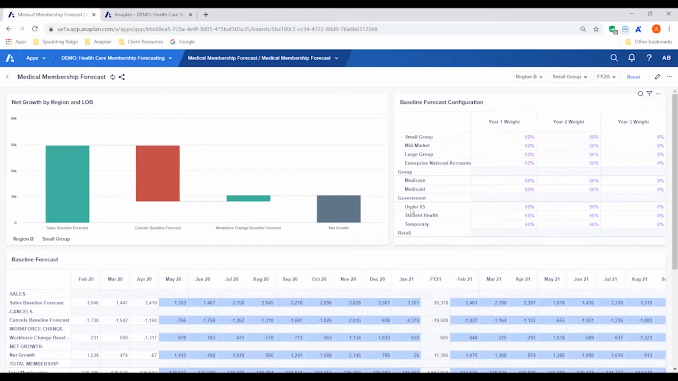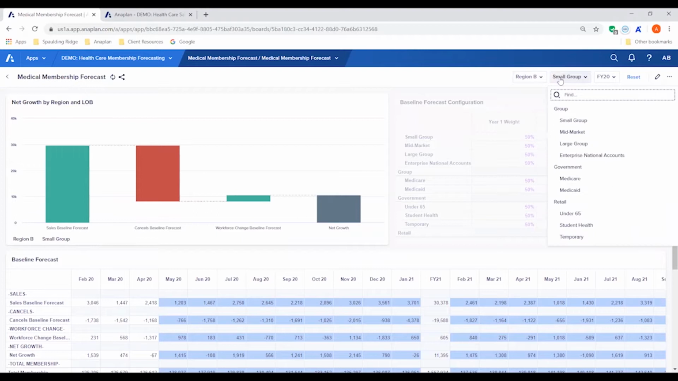This data-driven forecast that you see on this page is split up by the regions of the organization as well as the lines of business. So a forecast will be produced for every region and separate segment and line of business. The lines of business include group, government, and retail, and are further subdivided, as you can see here.